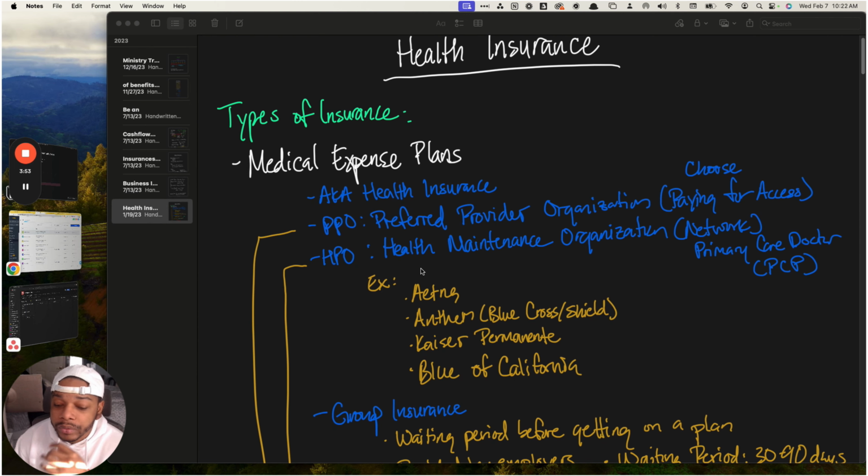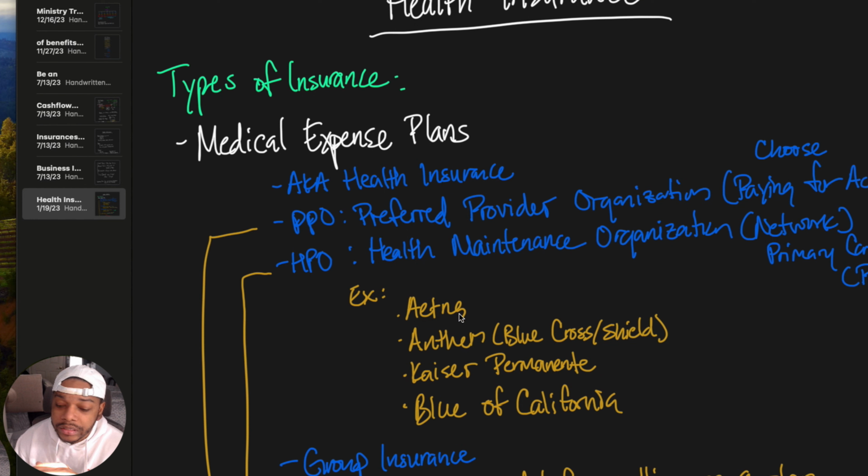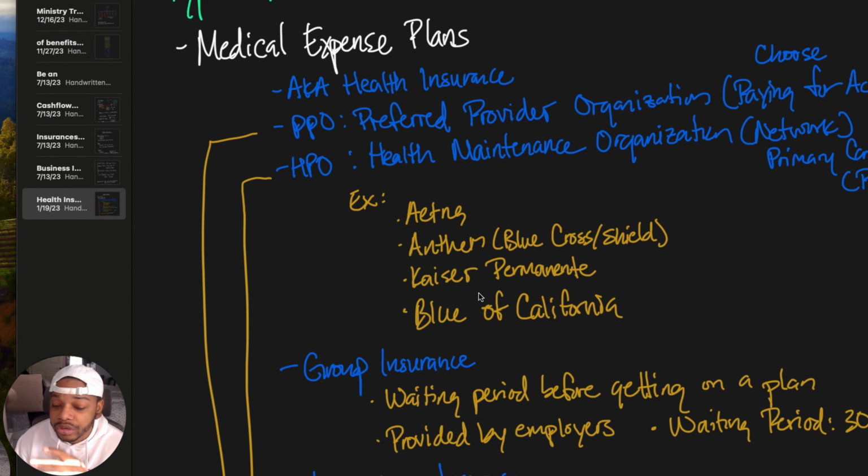So an example of some healthcare providers, of course you have Aetna. I'm butchering this, but I'm going to call it Aetna. You have Anthem, Blue Cross Blue Shield, Kaiser Permanente, Blue Shield of California. These are just some examples of health insurances.